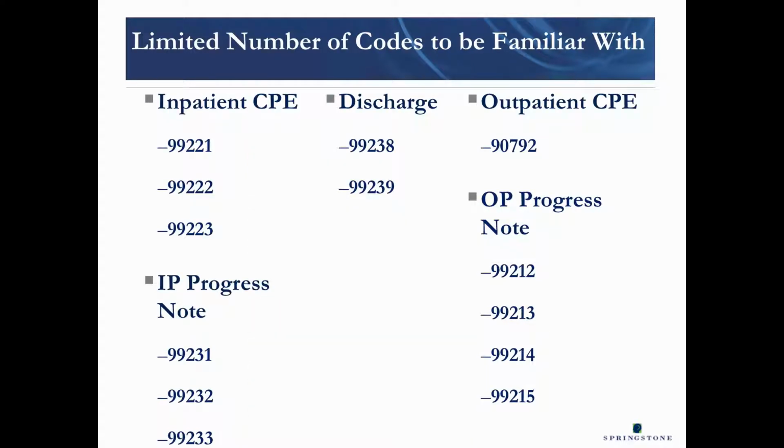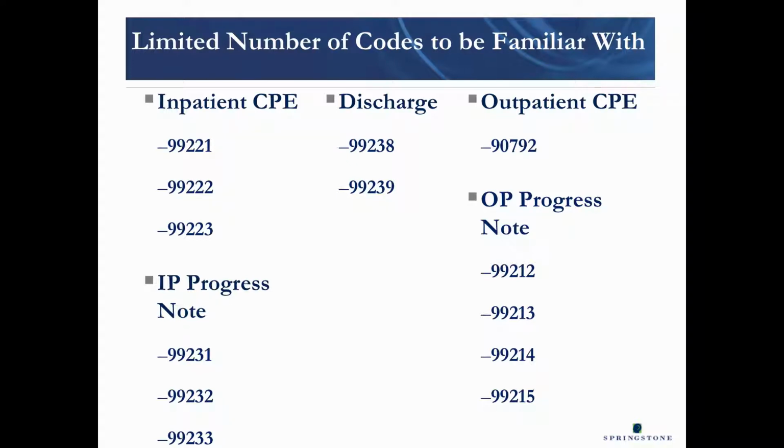Now, there are really a limited number of codes for you to be familiar with. For inpatient, we have the 3 that I mentioned, the 221 through 223, as the initial inpatient psychiatric evaluation. For progress notes or follow-ups, for both inpatient and partial, for most of the country, there are some exceptions, and I'll note those as we go through, there are also only 3 codes, 99231, 32, and 33. Discharge day has 2 codes, and I'll describe to you the difference between these two, 38 and 39.